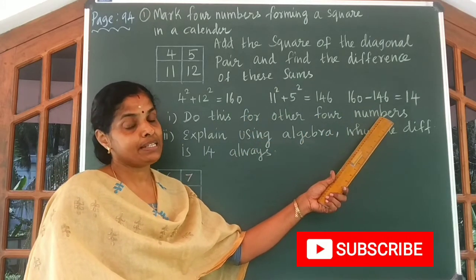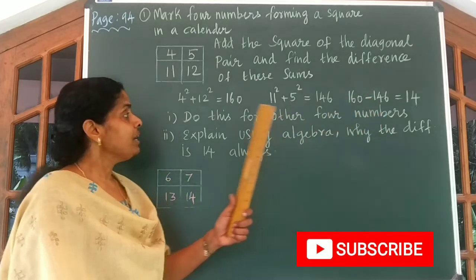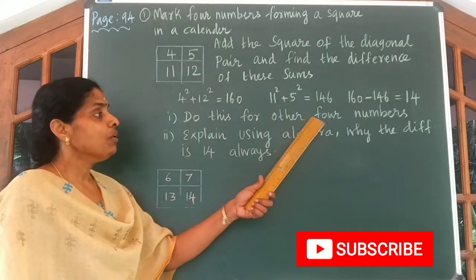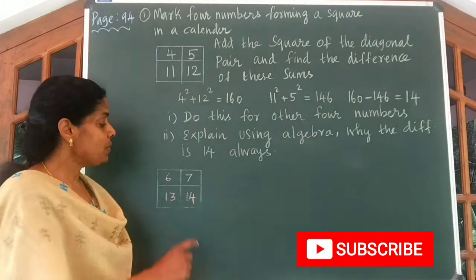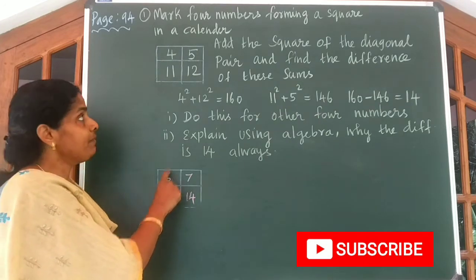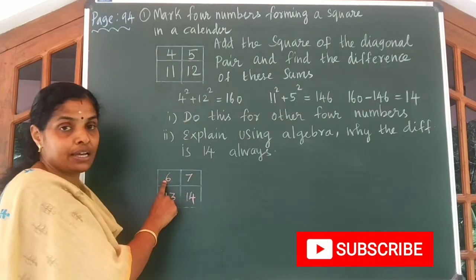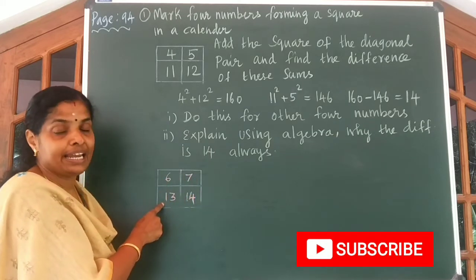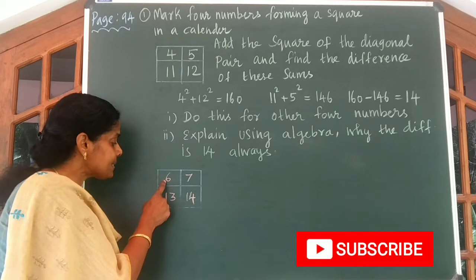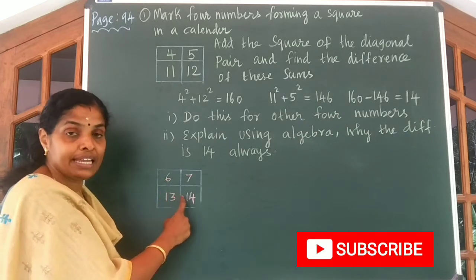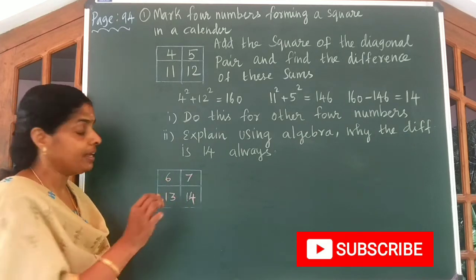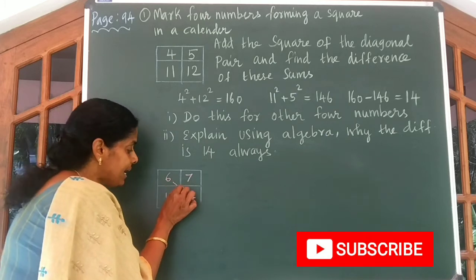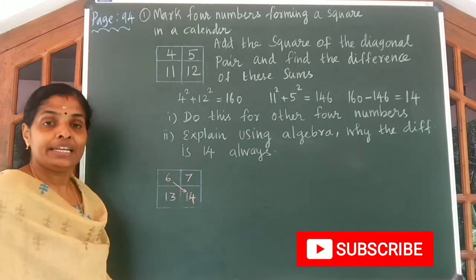Let me discuss the first part of the question. We are asked to take 4 other numbers. So I took 6. After 5 you get 6. The next number is 7. Under 6 in a calendar you will get 6 plus 7, 13. The next number is 14. Now let us find the square of the diagonal.